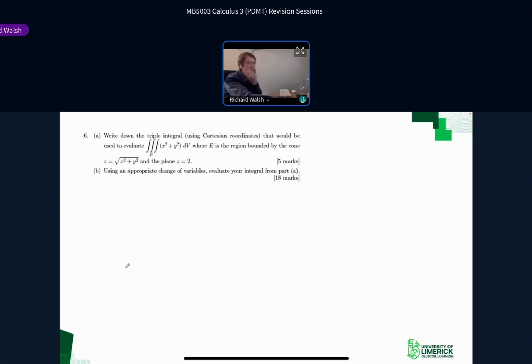Question 6. Now, I want to try to do a little mock-up on GeoGebra, but let's read it first, because I think this one caused some trouble yesterday, my own doing. It says, write down the triple integral using Cartesian coordinates. Cartesian is x, y, z. That would be used to evaluate that triple integral there, where E is the region bounded by the cone. So we're given a cone, z equals the square root of x squared plus y squared, and the plane z equals 2. So just briefly, if I can pull this across.